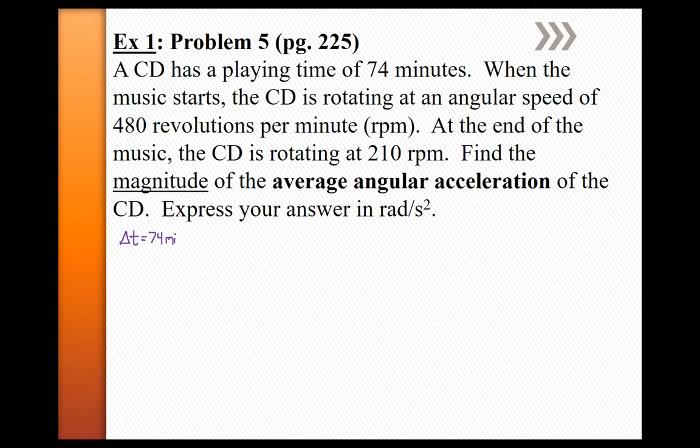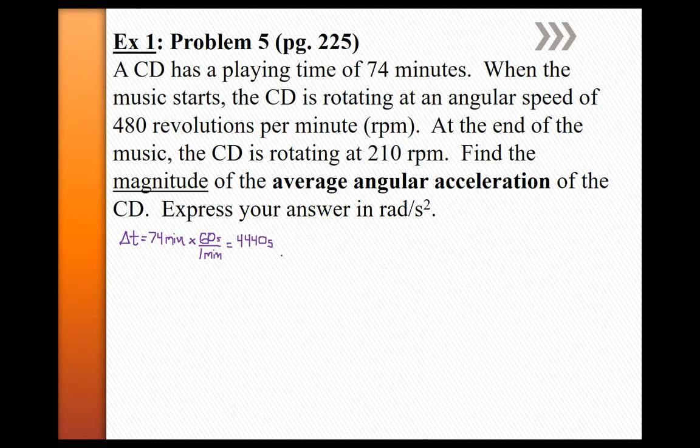Now I'm going to immediately convert that into seconds, because it does want the answer in radians per second squared. So if I convert that, I know that there's 60 seconds in 1 minute. And then that would be equal to 4,440 seconds. Okay, so that's my delta T.